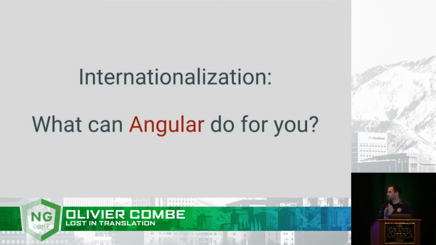So, internationalization, also known as i18n. What can Angular do for you? The way Angular does i18n is that it's pushing you towards using AOT, because what we want to do at Google is that people build their application, and at build time it will replace your strings with the translations. And you can still use it in just-in-time. We will see that during this hour, but we prefer if you use AOT.